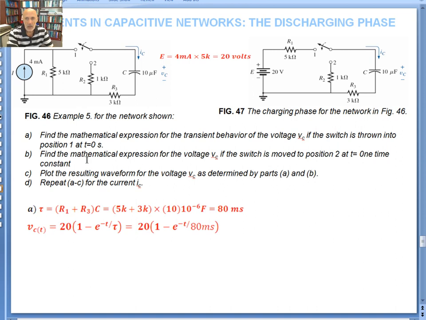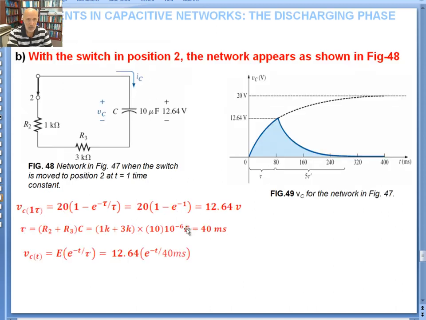Now it says find the mathematical expression for the voltage if you switch to position 2 after one time constant. Here's the difference. The cap is not completely charged up to the full 20 volts, but you're switching after one time constant, which is e to the minus 80 divided by 80. So it gives you e to the minus 1. That gives you 63% of the final.